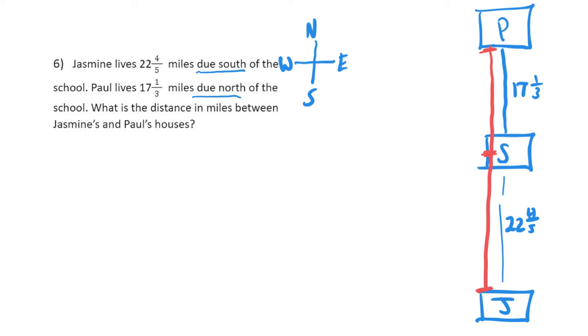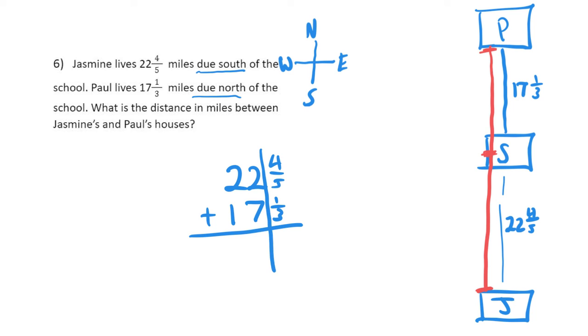So lining those up, 22 4/5, 17 1/3, adding them together. So I'm going to separate those fractions and whole numbers. Looking at the fraction side, we've got fifths and thirds. I need to make those the same. So what can a 5 and a 3 both become? They both can become a 15. Remember, smaller is better. They could both become 30 as well, but that's a bigger number. The smaller the number you can think of, the better.